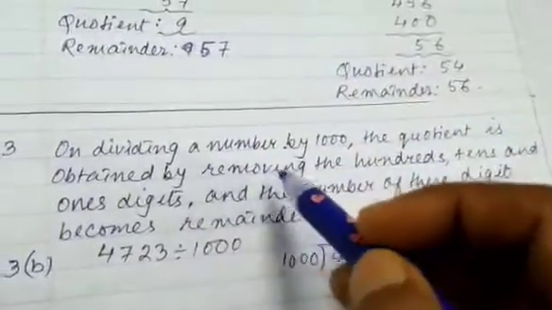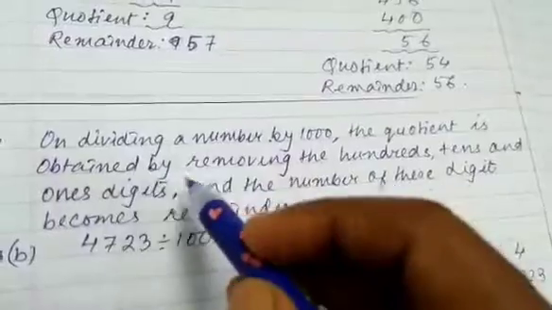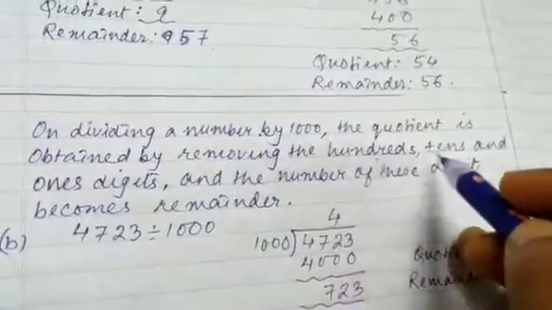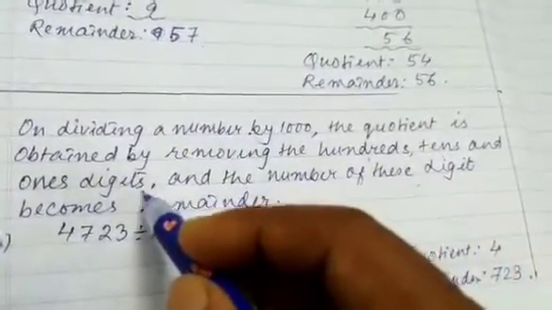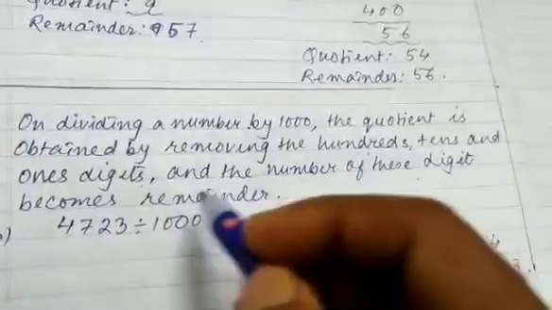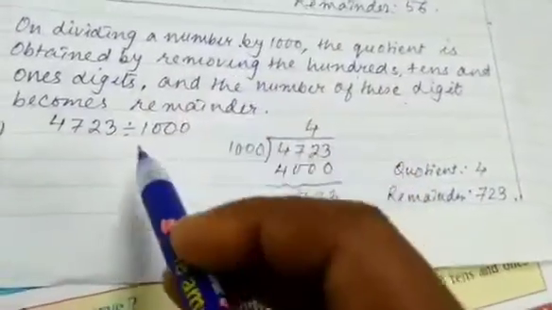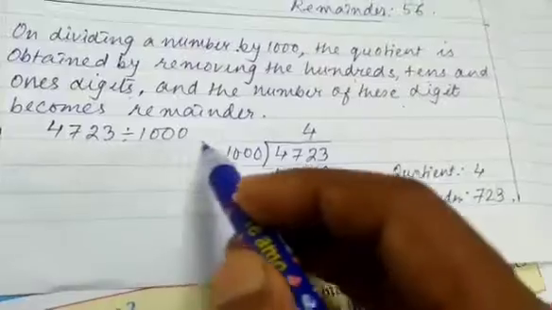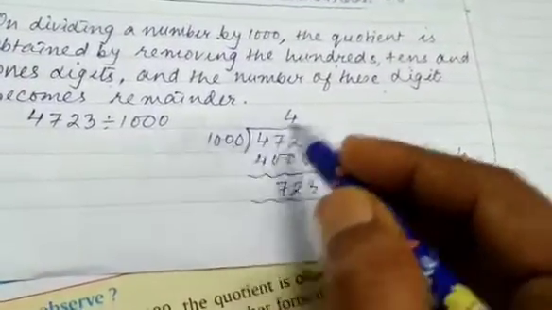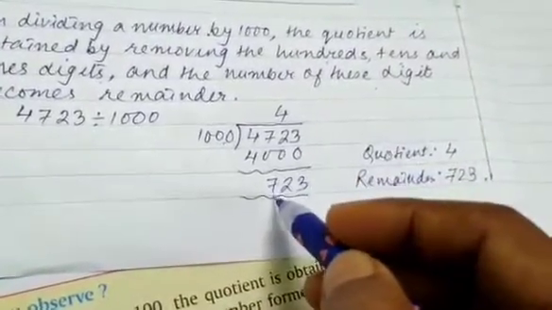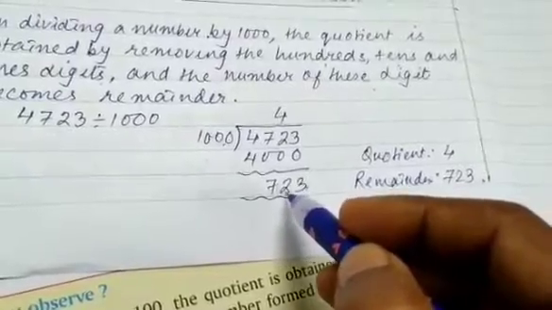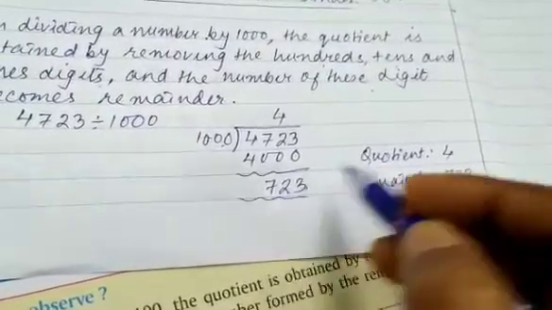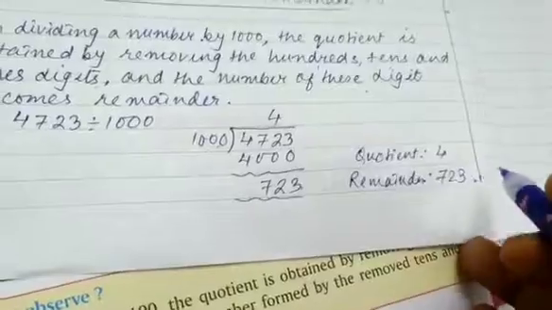Now with 1000, on dividing a number by 1000, the quotient is obtained by removing the hundreds, tens and ones digits, and the number of these digits becomes the remainder. In the same way, see, 4723 divided by 1000: 1000 4s are 4000 and the remainder is 723. This is the ones, this is the tens, this is the hundreds place. So the quotient is 4 and the remainder is 723.